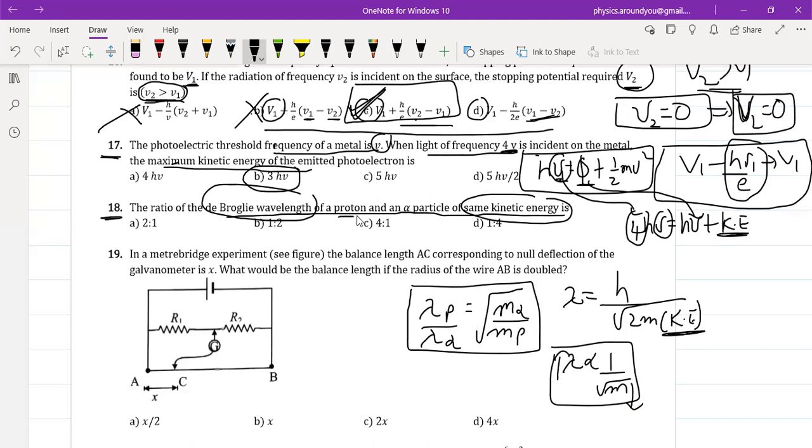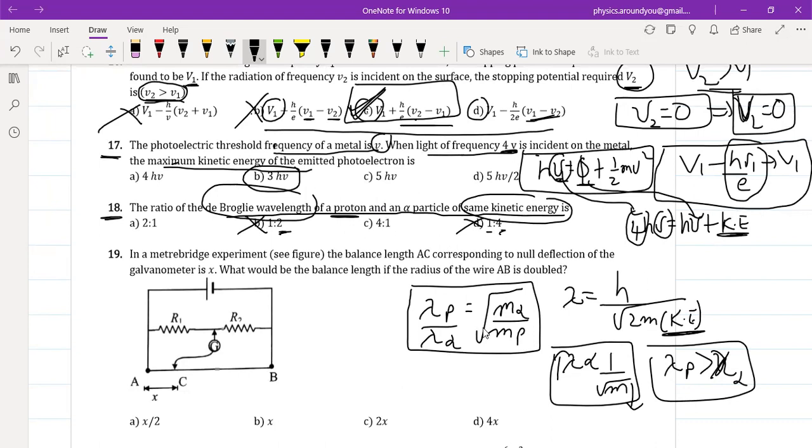Now, which of the options says this? If mass is less, lambda is more. So I can say that lambda of proton is greater than lambda of alpha particle. So when I divide both of them, I should get something greater than 1. So I can eliminate B and D because B and D suggest that the de Broglie wavelength of alpha particle is more than the de Broglie wavelength of a proton. That can't be true. Either it is A or C.